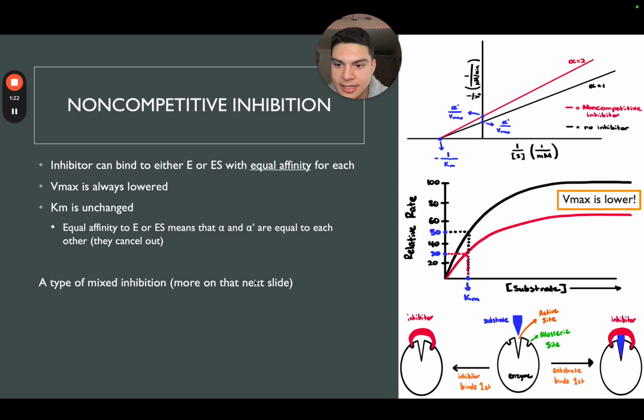And then, yeah, again, this is type mixed inhibition. This is what the curves look like. As you can tell, the slope does change. The x-intercept stays the same as expected because Km doesn't change, but the Vmaxes change a lot. And it's usually that they lower with the inhibitor present. So just memorize this, but conceptually understand that it's equal affinity to either or.